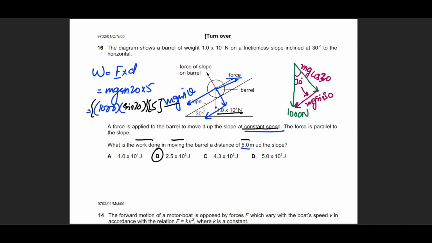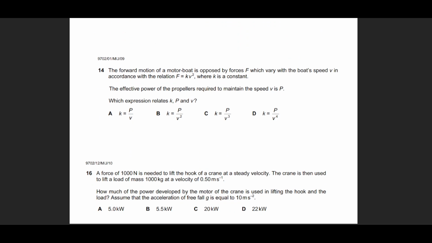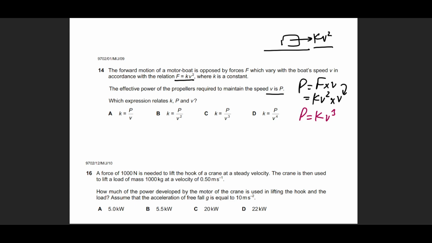All right. Then we have question number 14, a very straightforward question. He's just trying to confuse you. Don't worry about that. He tells you that the force utilized by the object to move in a certain direction is going to be kv squared. Okay, fine, doesn't matter. He says, what is the relationship between P and V? No problem. We know that power is equal to force multiplied by velocity. So let's put force over here. So we have kv squared multiplied by V. So what do we get? We get P equals kv cubed.